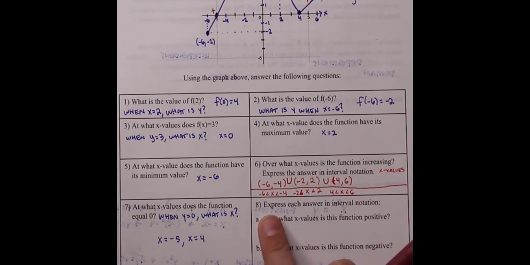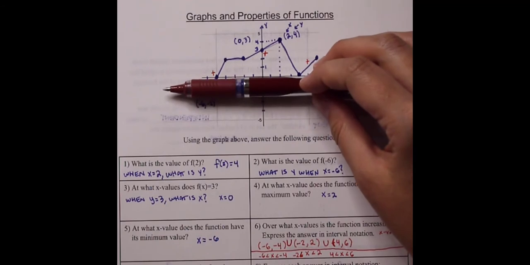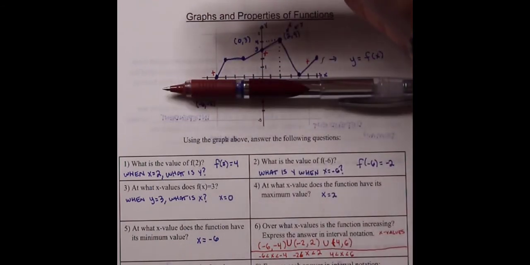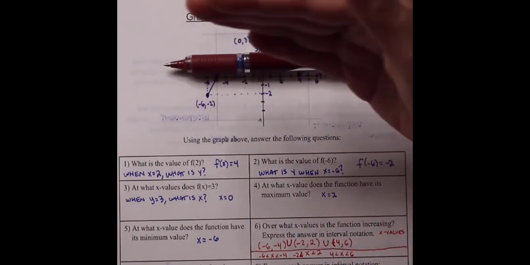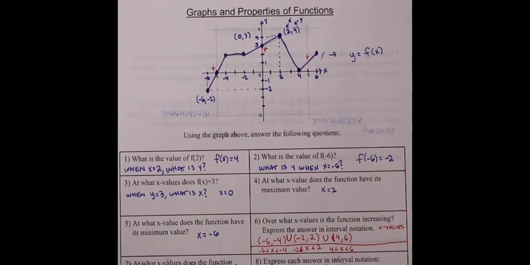Okay, part 8. Express each answer in interval notation. Over what x values is the function positive? And then over what x values is the function negative? Okay, so positive, the function, remember, is the y values. It's asking about the y values. So the function is positive anywhere above the x-axis, and it's negative anywhere below the x-axis. So I'm going to do the first part and you'll do the second part.